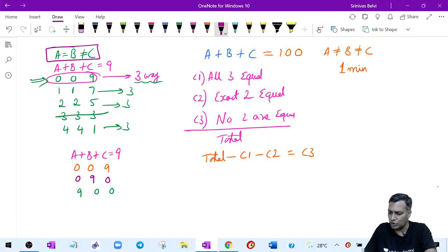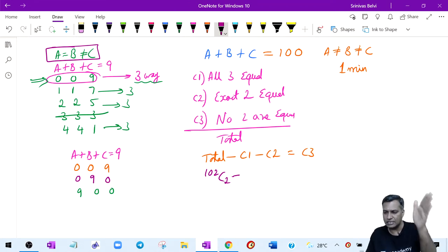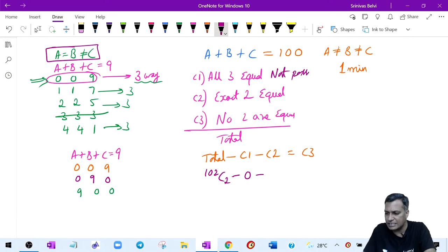Fair enough. Let's go to the total. Total is 102 C2, which is 102 into 101 divided by 2. We can calculate that even if they had given some large 3-digit or 4-digit number. What about case 1? It is 0, because all 3 equal is not possible with 100, since 100 is not divisible by 3.